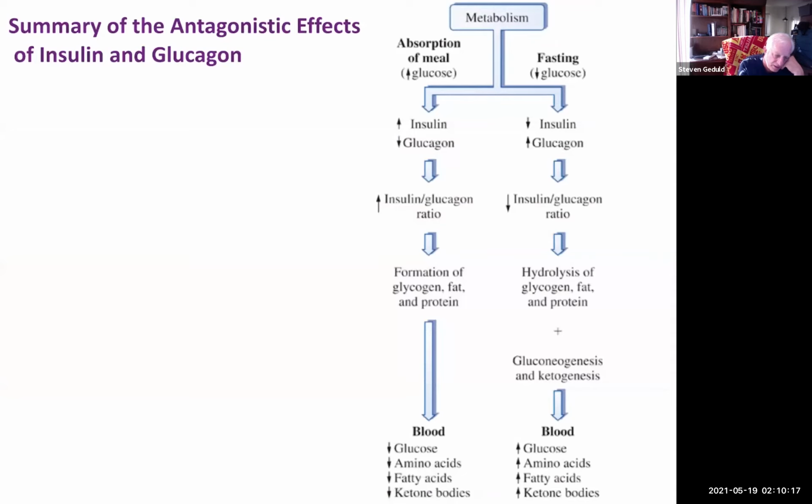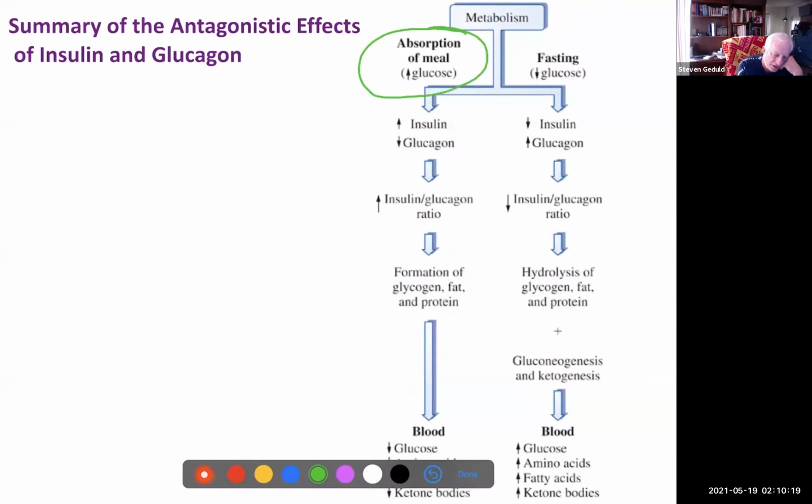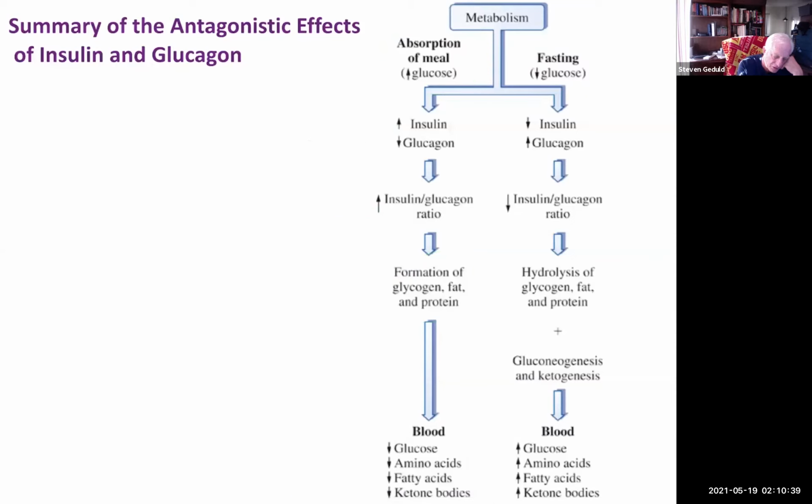You can see absorption of a meal, you have increased glucose. Increase in glucose causes an increase in insulin and a decrease in glucagon because there's too much sugar in your blood now. So you increase the insulin-glucagon ratio by forming more insulin, and you get the formation of glycogen, fat, and proteins. So what happens in the blood, it lowers the glucose, lowers amino acids, lowers the fatty acids, and lowers the ketone bodies. It takes it out of the bloodstream. That's your absorption of a meal.